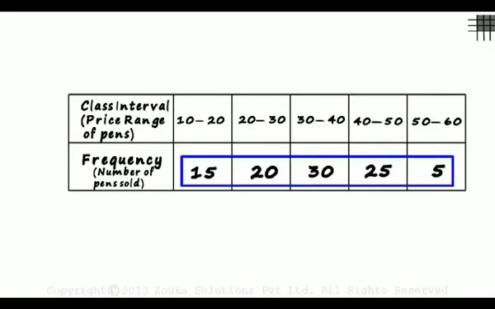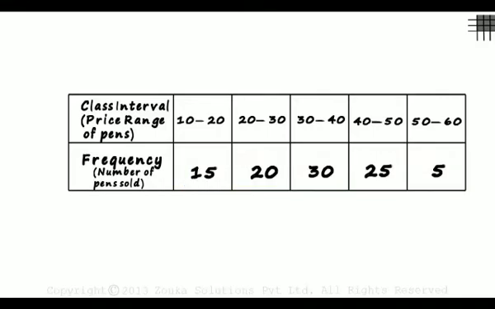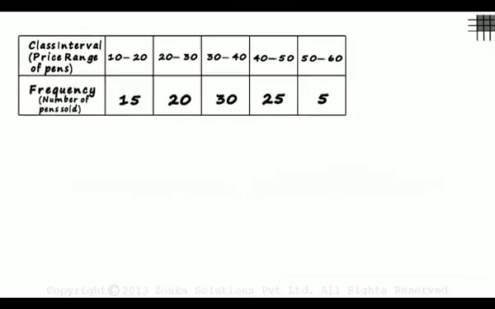In the second row, we have the number of pens sold for each category. 15 pens of this category were sold, 20 of this category, and so on. Until now, we have seen examples of bar graphs, but never seen bar graphs used to represent continuous form of grouping. Let's see how we can do that.